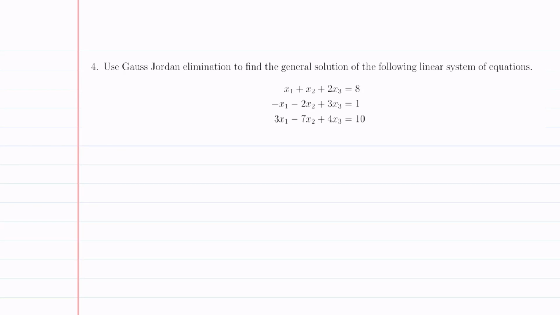In this question, we're going to use Gauss-Jordan elimination to find the general solution of the following linear system of equations. The first step that we're going to do is we're going to take our linear system of equations and put it into an augmented matrix. So our augmented matrix looks like this. And our right-hand side is 8, 1, 10.